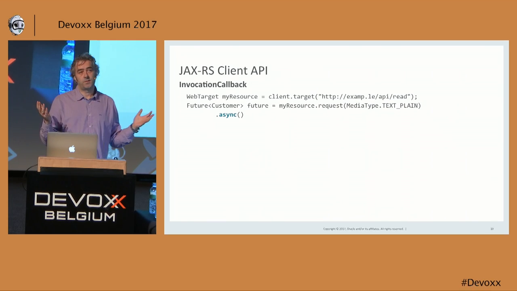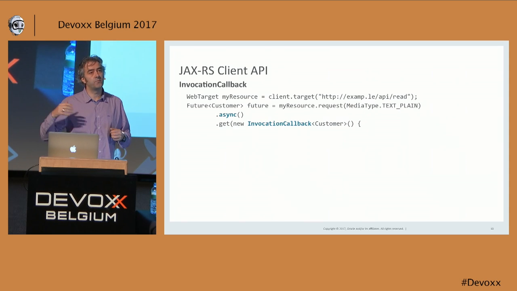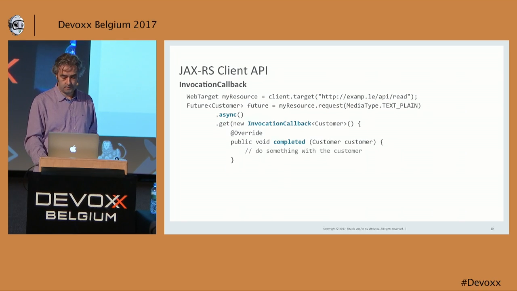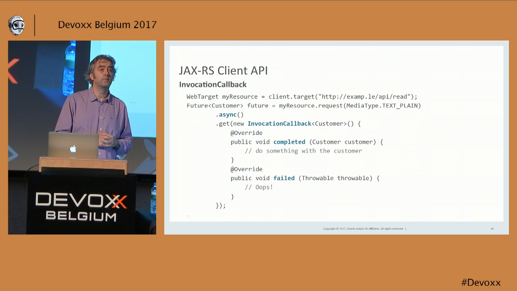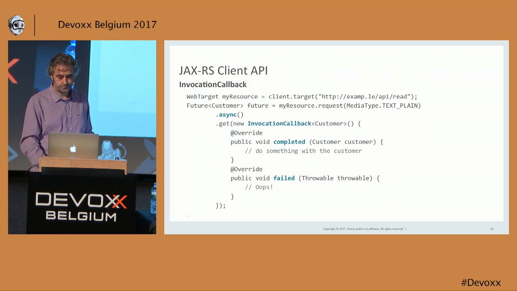So this is a pure JAX-RS client invocation. So it's an async request invocation. But this time, when I'm doing the request, I pass it an invocation callback implementation with my two callbacks, right? So the completed callback and the failed callback. So that basically allows us to overcome that blocking issue.